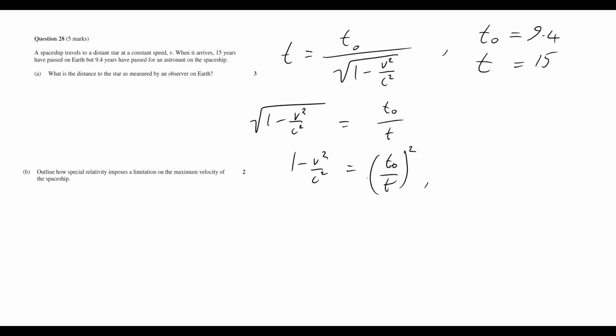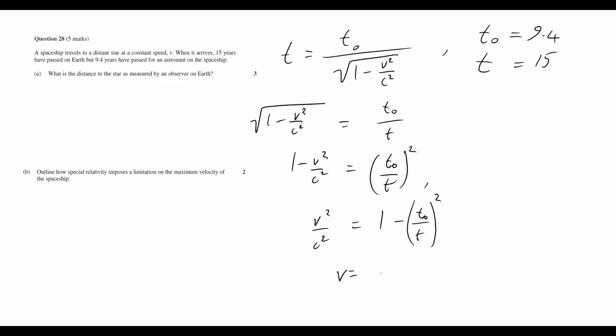So simply subtract 1 from both sides, or maybe you would add v squared on c squared to both sides and then subtract the right-hand side. In any case, we'll go through it. So then it will become 1 minus t naught on t, and that is, of course, all squared. Then multiply everything by c squared, and then take the square root.